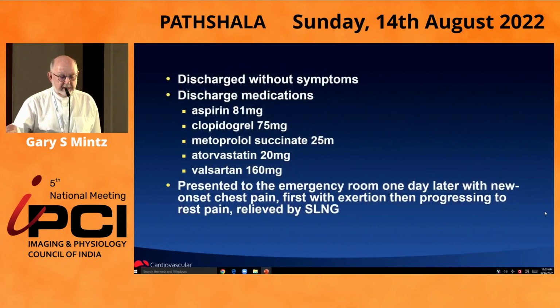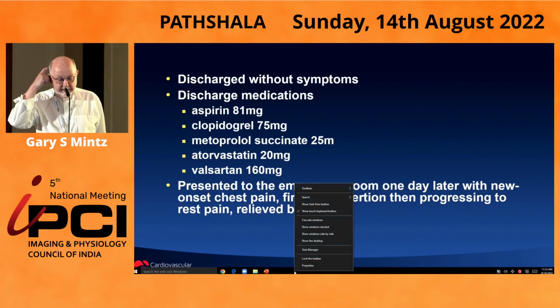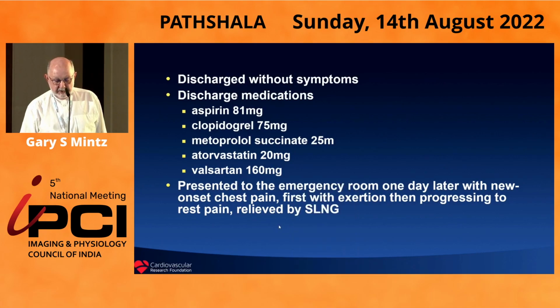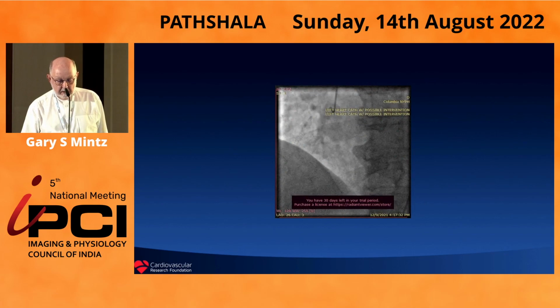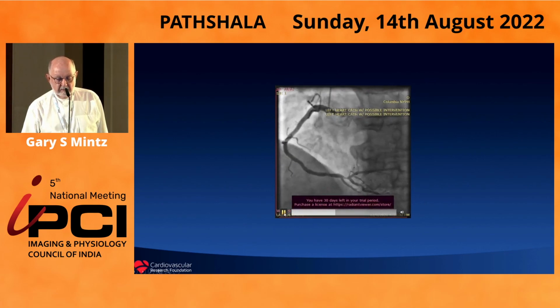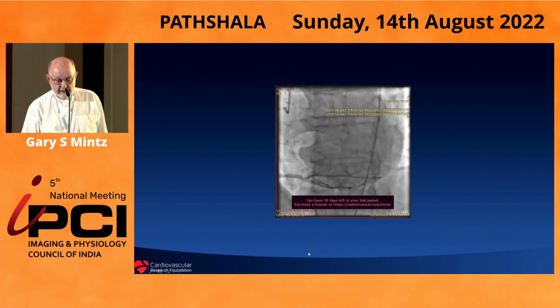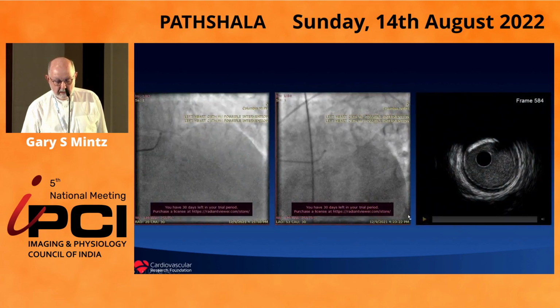He was discharged without symptoms, typical discharge medications, but one day later he came back to the emergency department with new chest pain, first with exertional angina and then progressing to rest pain. ECG, not terribly different. You can see the troponin and the BNP. The right coronary looks okay. And then here's the left.